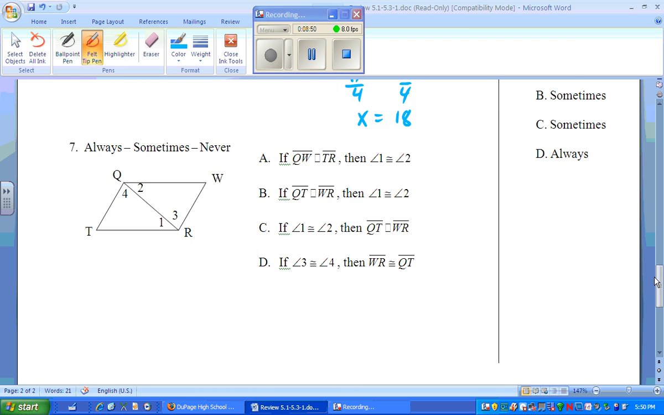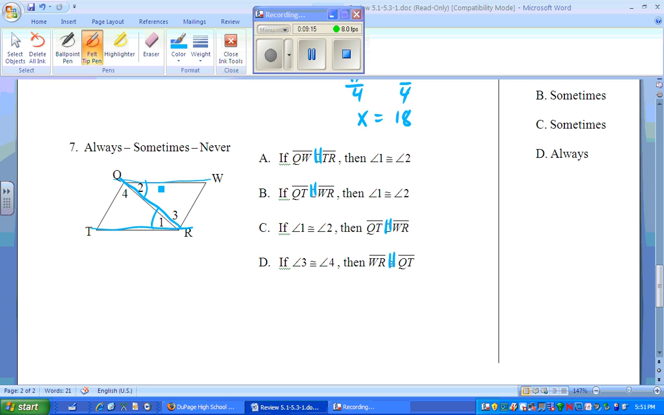And question 7, last but not least, we know that these are parallel. So QW is parallel to TR. So this side is parallel to this side. In the first question, there's the transversal. So 1 and 2 are always congruent because they're alternating interior.